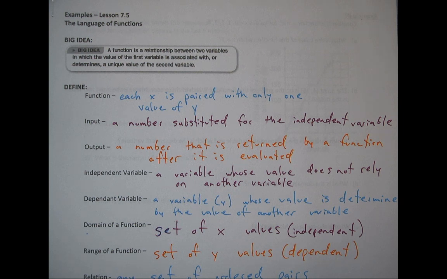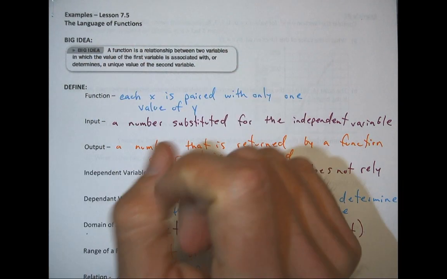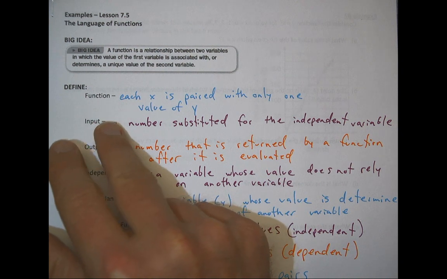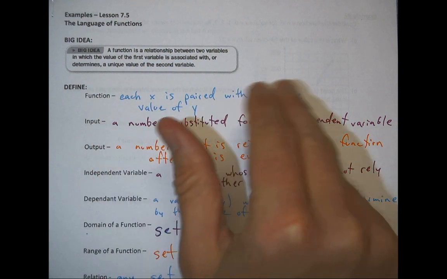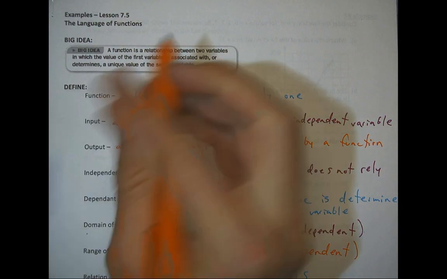calling functions. So a function is a relationship between two variables in which the value of the first one is associated with, or it actually determines, the unique value of a second. So that's our big idea. A function is when every x is paired with only one value of y. That's what determines a function.